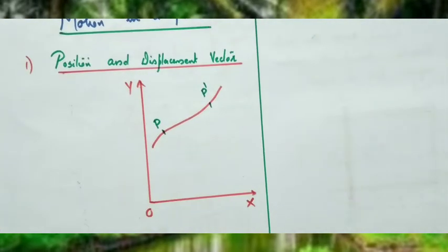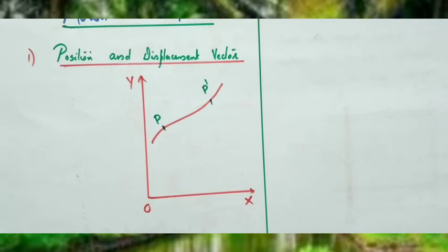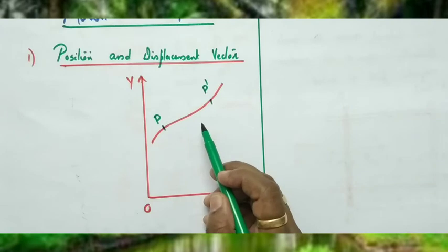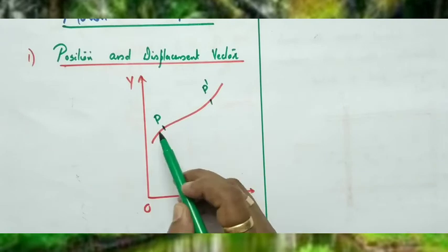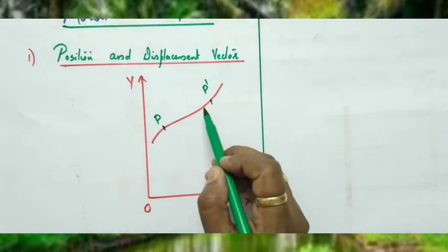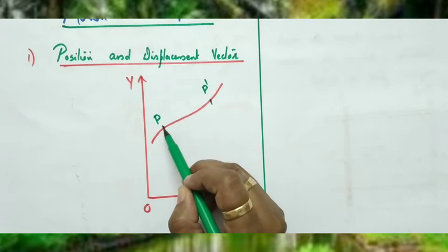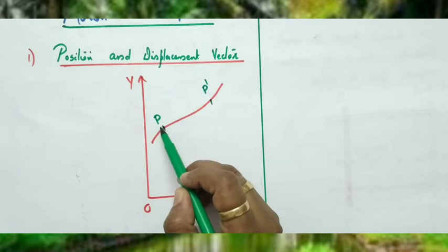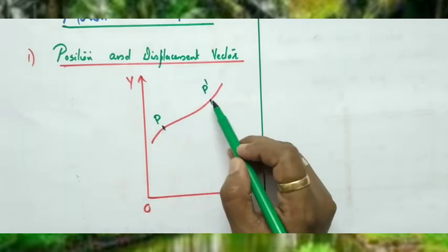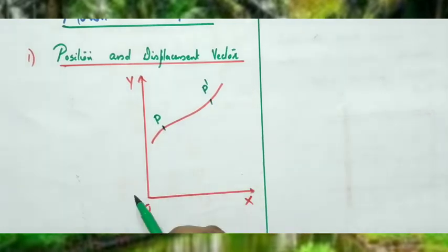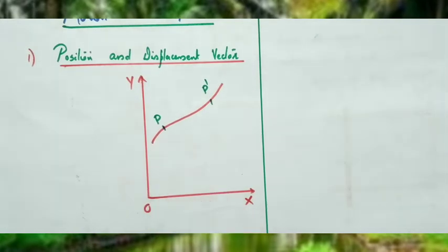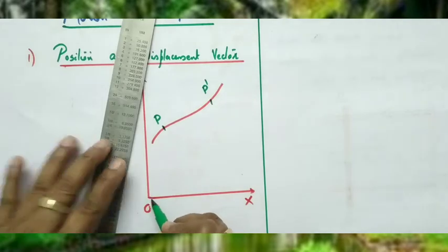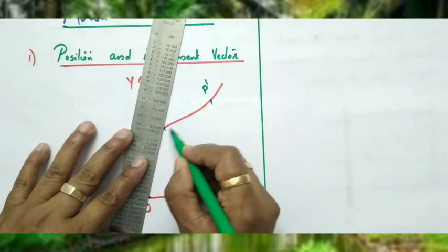Now consider an object moving in the xy plane. Here this is the xy plane. P and P dash are the positions of the object at time t and t dash. Let P be the initial position of the object and after some time P dash be the final point. So at time t, P is the position and at time t dash, P dash is the position. Clear? We join the origin and the point P by a straight line like this.